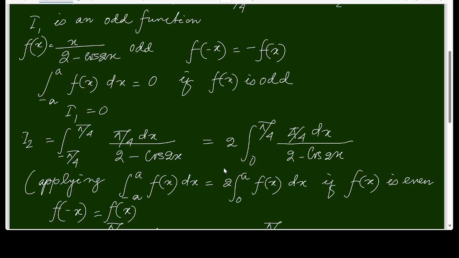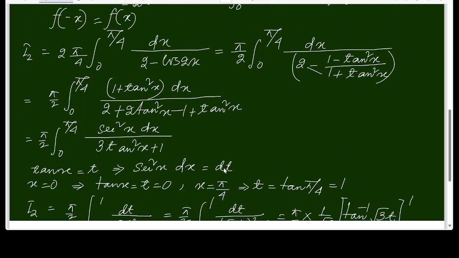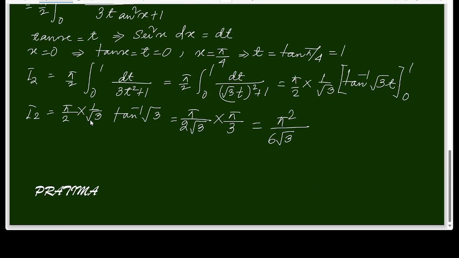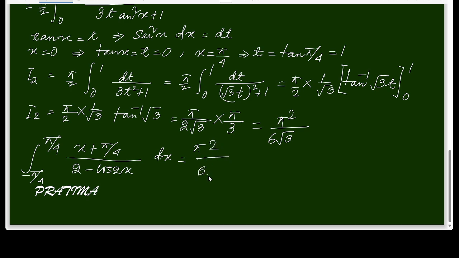Was it an MCQ question? No. So the answer is, the integral from negative pi by 4 to pi by 4 of (x plus pi by 4) over (2 minus cos 2x) dx equals pi square over 6 root 3. Answer.